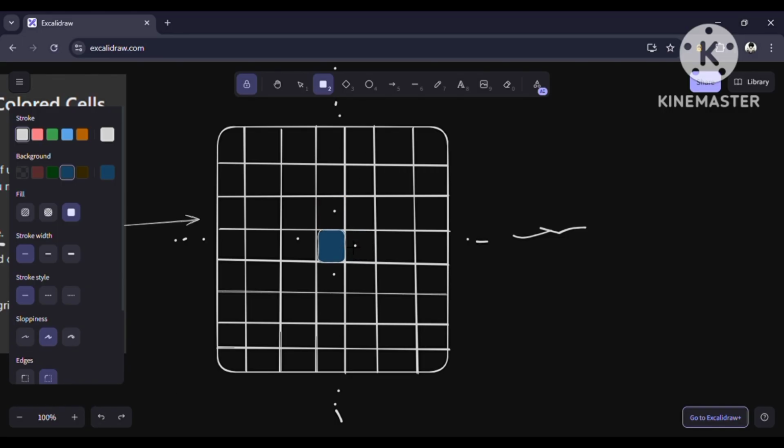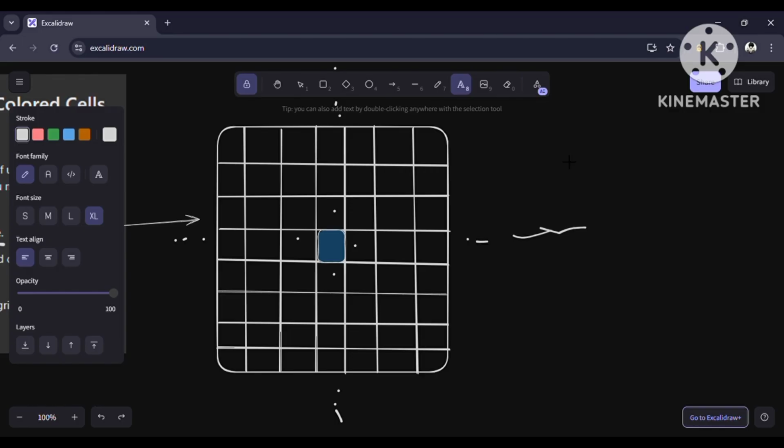Okay, so for n equal to 1, what is the answer? Let me write this. Okay, I'll write here. For n equal to 1, my answer is 1, because there is only one cell. Next, now let's calculate for n equal to 2. What will be my answer? Let's see what will be the answer for n equal to 2.